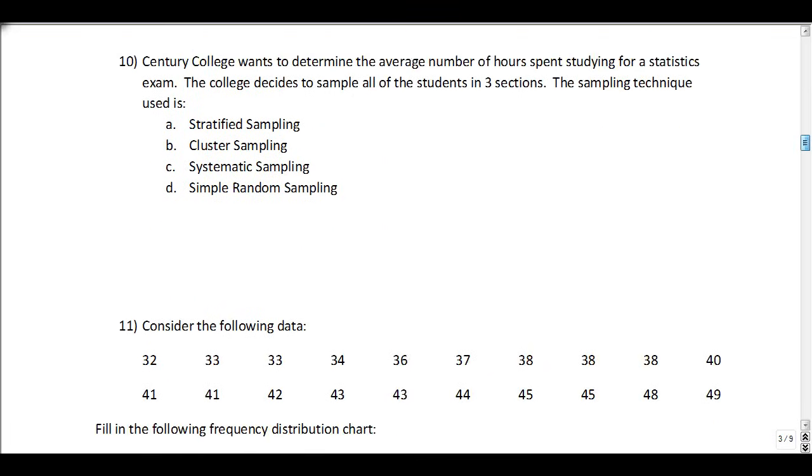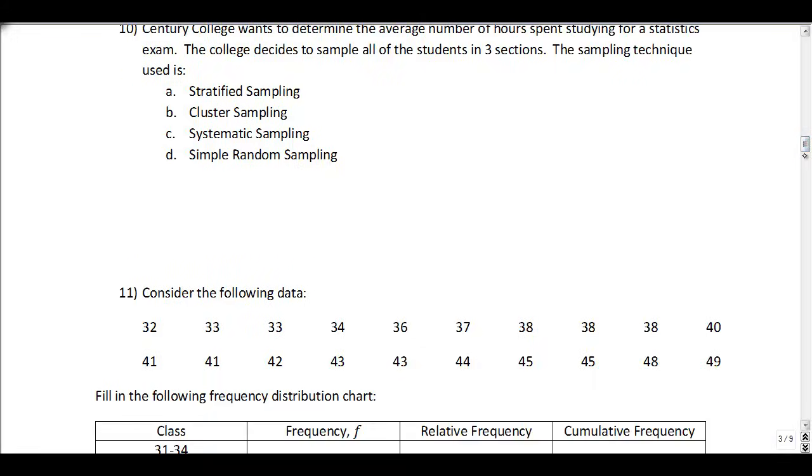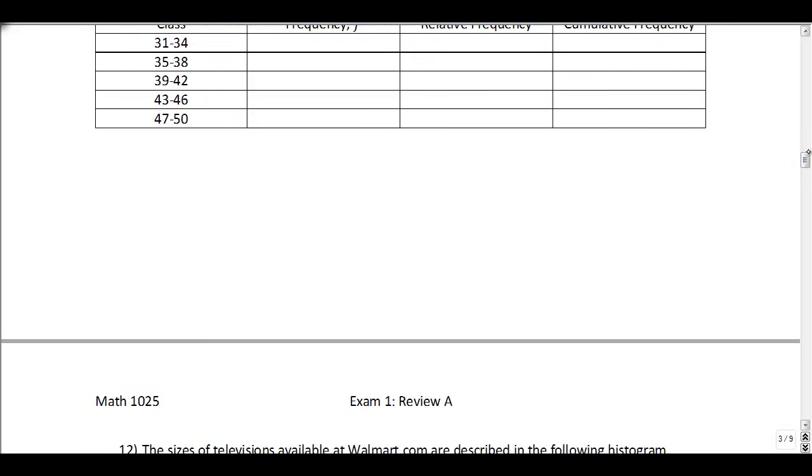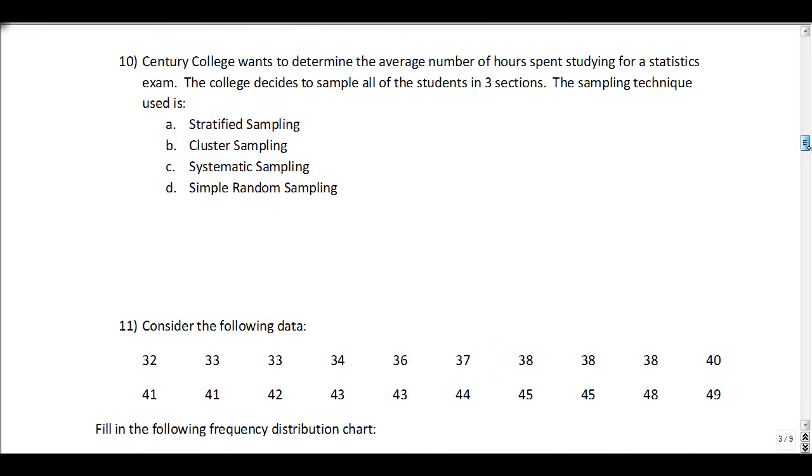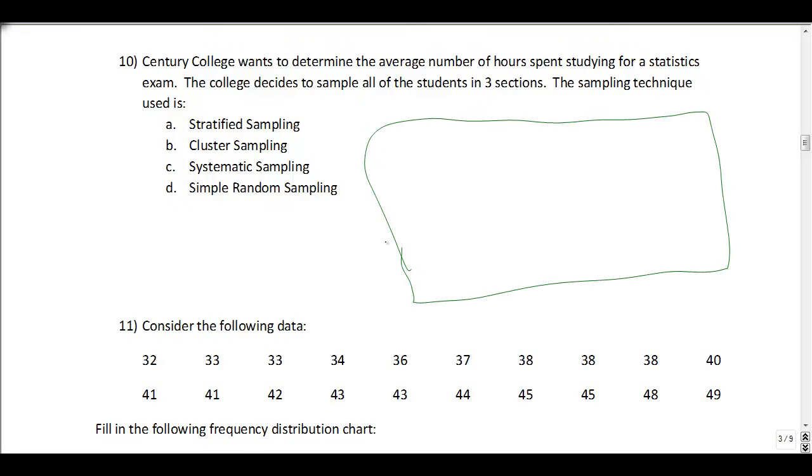Okay, next one. Century College wants to determine the average number of hours spent studying for a statistics exam. The college decides to sample all of the students in 3 sections. Sampling technique used is, well, what we're going to do here is you've got a whole bunch of sections of statistics. I think there's 9 this semester, it turns out.